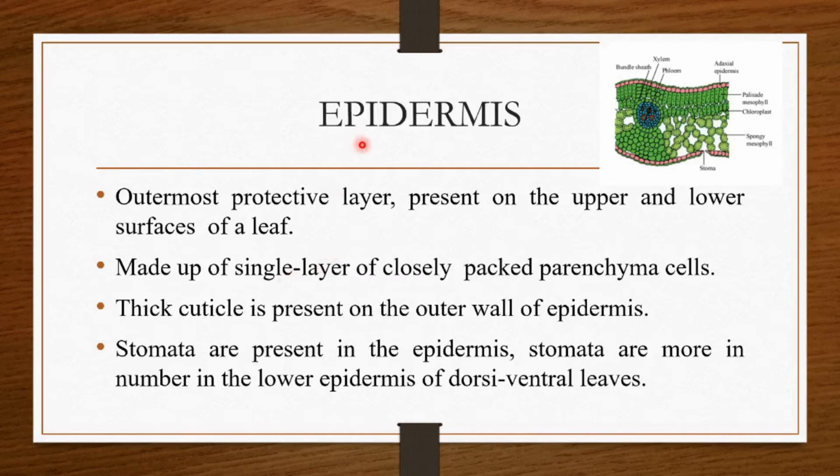First region is the epidermis. As you all know, it is the outermost protective layer. This pink color region is the epidermis. It is the outermost protective layer present on the upper and lower surfaces of a leaf. And it is made up of single layer of closely packed parenchyma cells, and which is uniseriate.